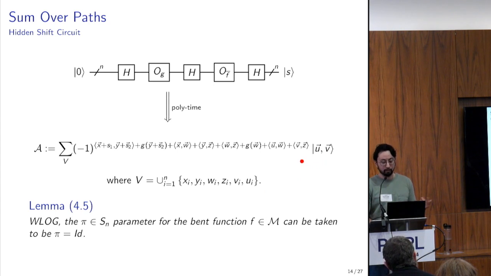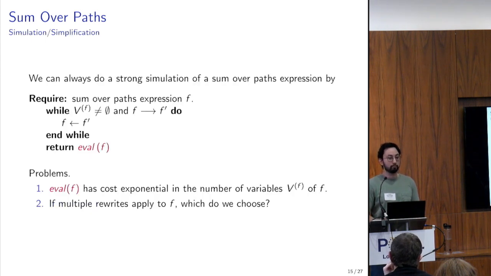And I'm kind of sweeping stuff under the rug here, but basically we can just move stuff to the state, and there's no rule that cares about the order of the variables in the state, so we can take pi equal to the identity. And so at this point, great, we have this sum over paths expression. What can we do with this thing?